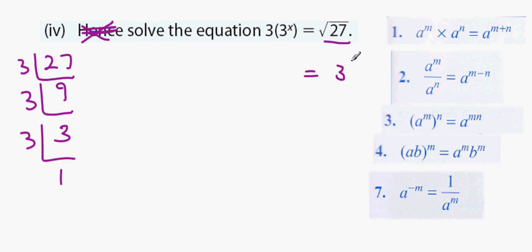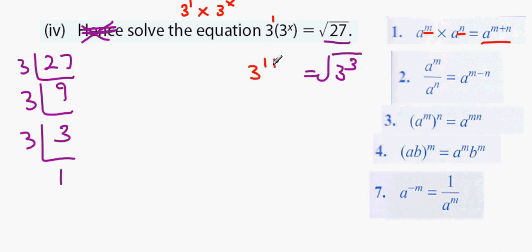Okay, and this one here we're going to be using. This is 3 to the power 1. So that's basically 3 to the power 1 multiplied by 3 to the power of x. So it's this rule here, right? So we're going to get 3 to the power of 1 plus x, okay?